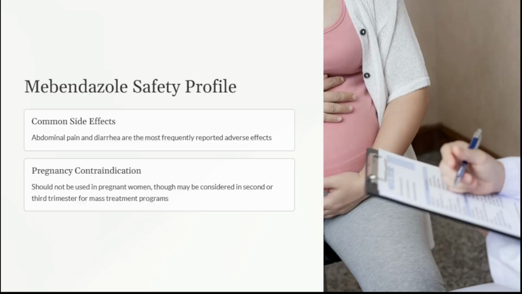Rarely, mebendazole can cause blood dyscrasias such as neutropenia, or liver enzyme elevation. Of course, its risk increases with prolonged use, so blood counts must be monitored, and liver function if long courses are needed. Importantly, mebendazole is contraindicated in pregnancy. This is especially in the first trimester because of teratogenic risks seen in animals. In most deworming programs, it may be used with caution in the second or third trimester if benefits outweigh the risks.